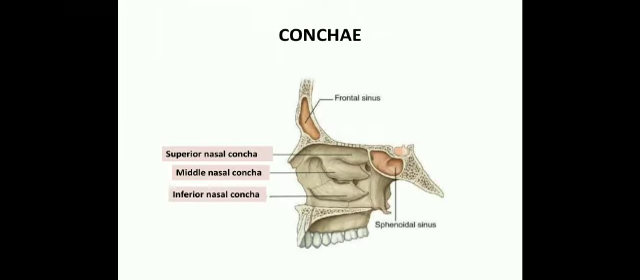So coming to the conchae. The nasal conchae are curved bony projections directed downwards and medially. There are 3 conchae. The inferior nasal concha is an independent bone. The middle concha is a projection from the medial surface of the ethmoidal labyrinth, and the superior nasal concha is also a projection from the medial surface of the ethmoidal labyrinth. This is the smallest concha, situated just above the posterior part of the middle concha.